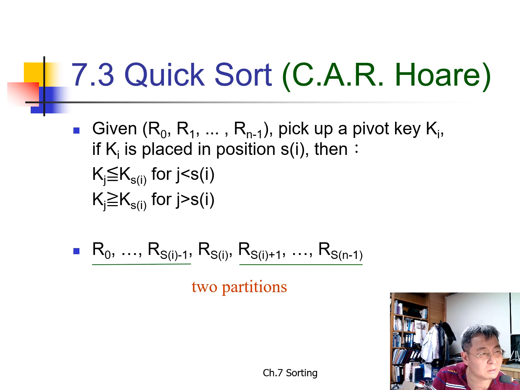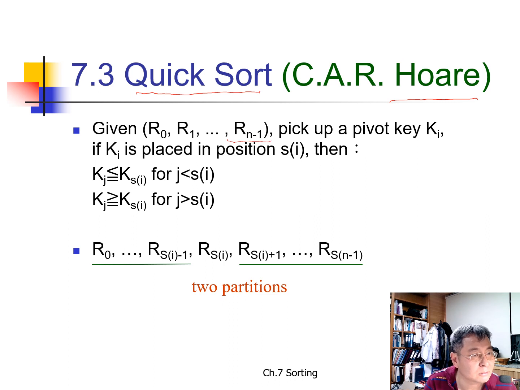Okay, we will go on to the second sort method, which is quick sort. Quick sort is called the CAR Hoare method. I think this method was invented by these persons. So the given data set is R0, R1, through Rn minus 1.